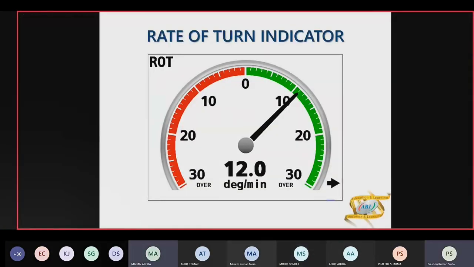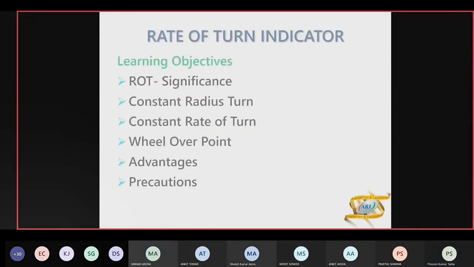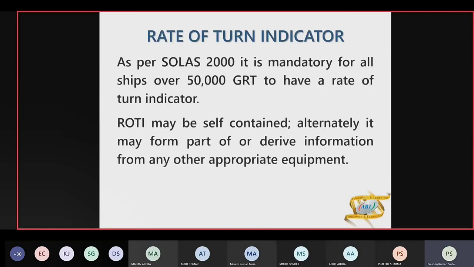Okay. So, rate of turn indicator. Start going through the slides. We are just doing a review of the topic. Most part we have already completed. We have done the derivation of the relationship between velocity of the ship and the radius of turn. We have seen the planning, execution, and monitoring. We also have seen wheel over line, wheel over point, and the effect of current.